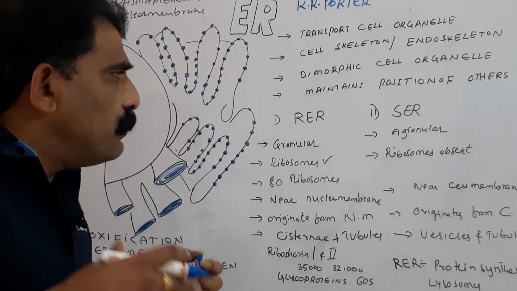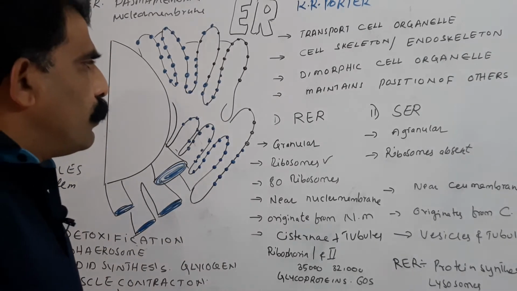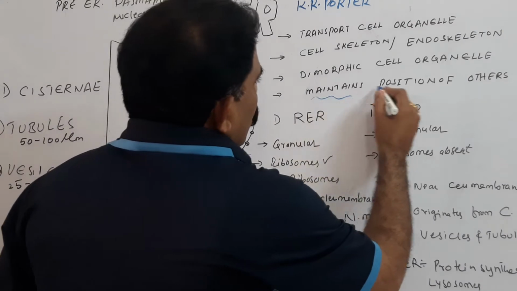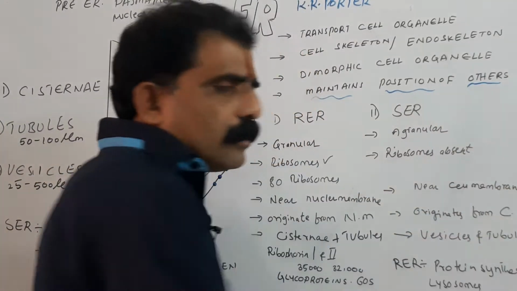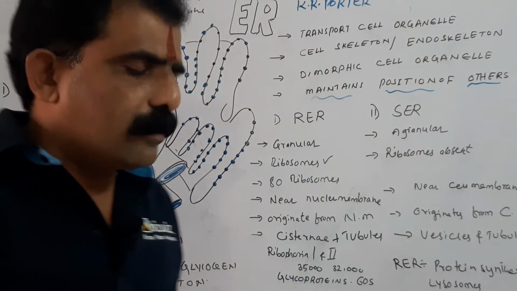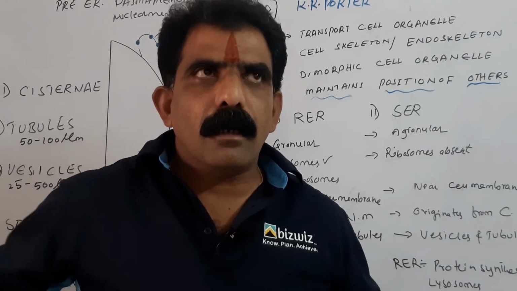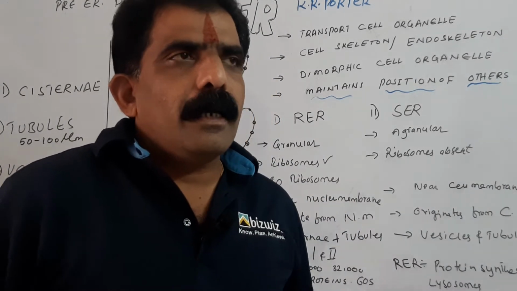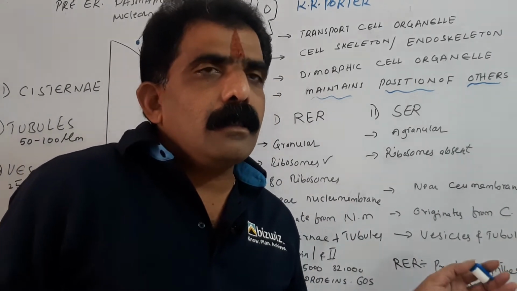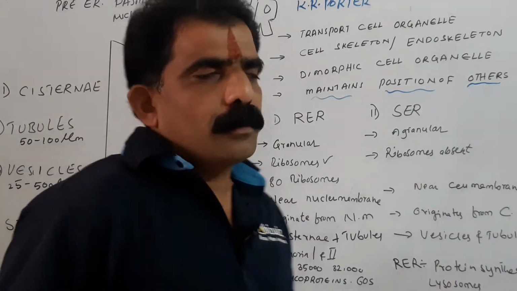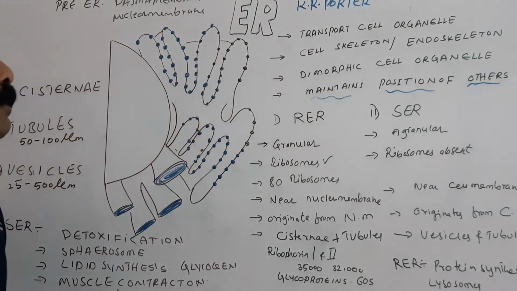And here the significant role of the endoplasmic reticulum is that it maintains the position of other cell organelles in the cell. As it is spread all over the cell, it maintains the position of other cell organelles. So, this is concerned with the maintenance of the positions of the other cell organelles. These are the significant points regarding the endoplasmic reticulum.